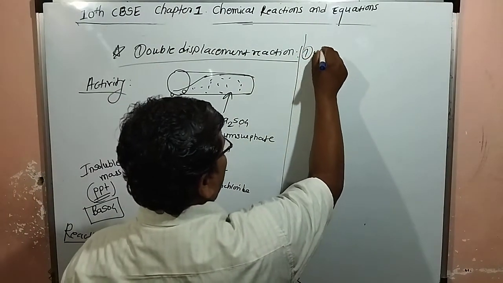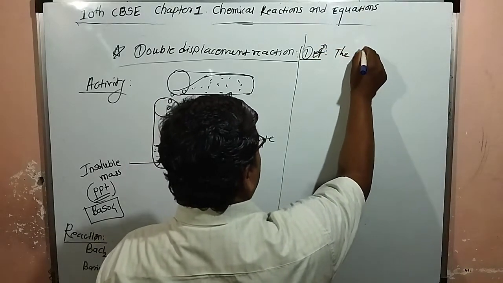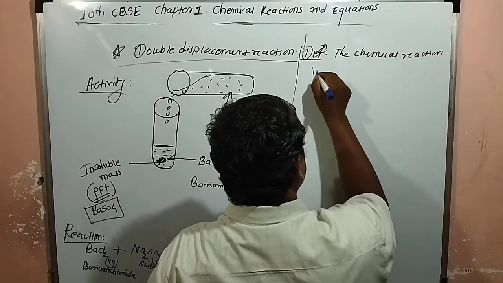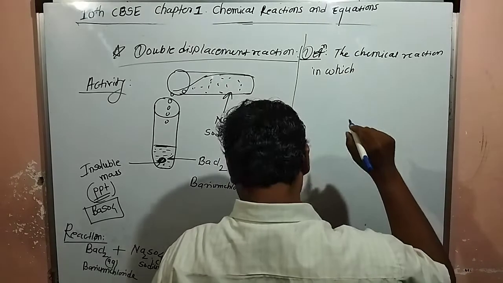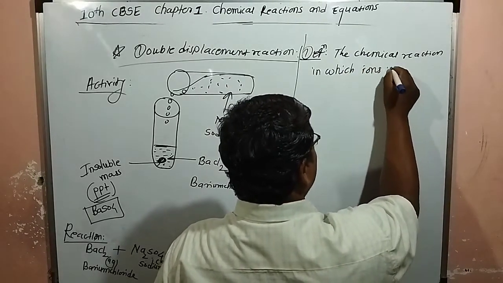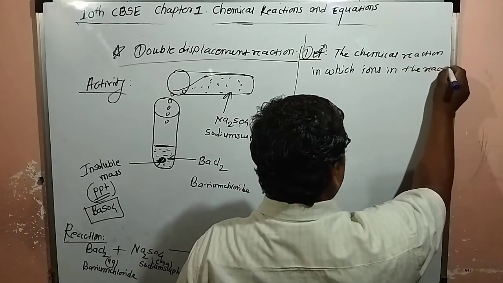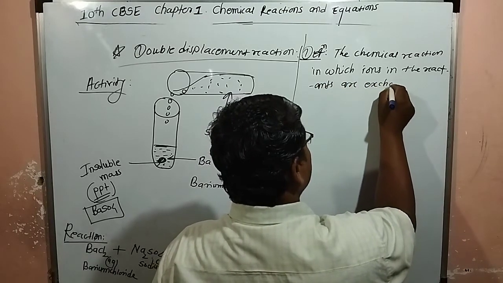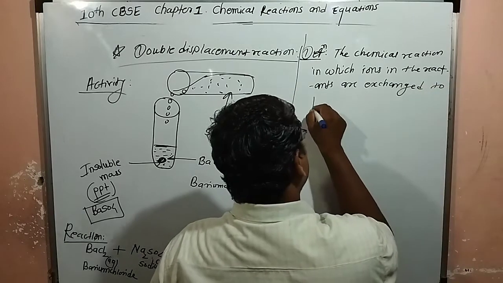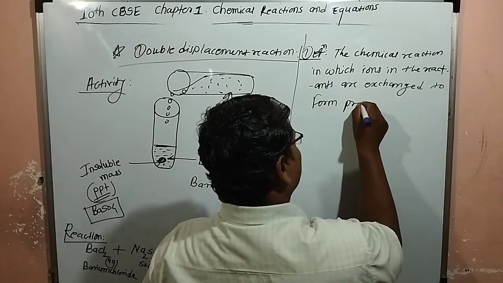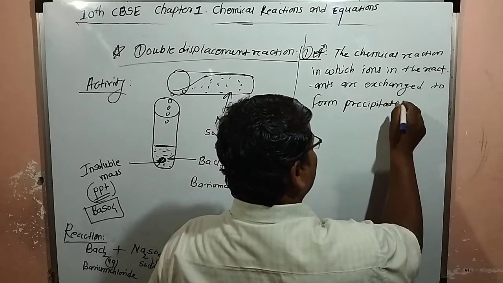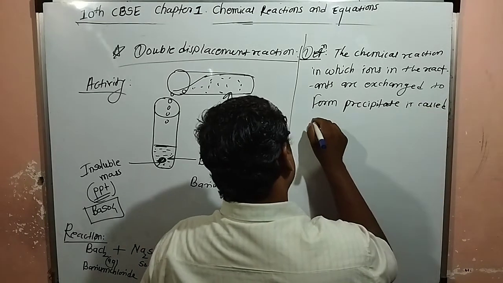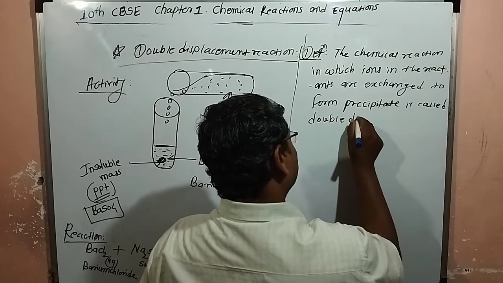So the definition is: the chemical reaction in which ions in the reactants are exchanged to form a precipitate is called a double displacement reaction.